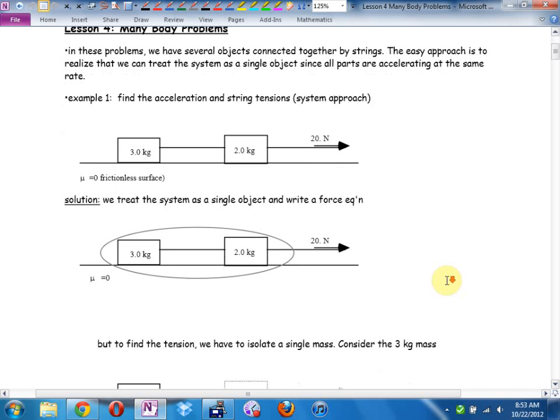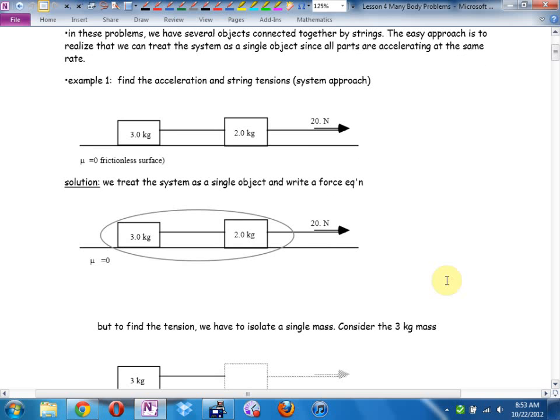Example 1. So I have a 3 kilogram mass, I have a 2 kilogram mass, they're attached by a rope, and then I have a 20 Newton applied force tugging it. It says find the acceleration and find the string tensions. So here is the system approach. We're going to treat this as a single object for our equation. We're going to write an equation that has both masses in it. It's going to look like this.